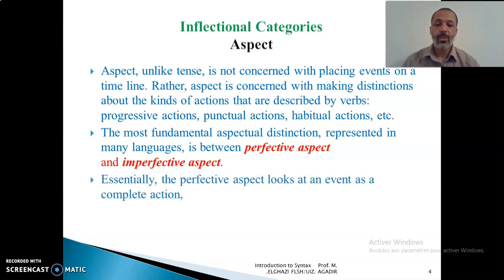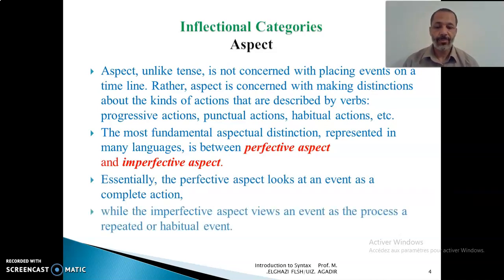So essentially, the perfective aspect looks at an event as a complete action, whereas the imperfective aspect views an event as the process of a repeated or habitual event. So we say, for example, John is explaining the lesson. That, of course, is present tense. But the aspect of the action is continuous. It's imperfective. It's still going on.